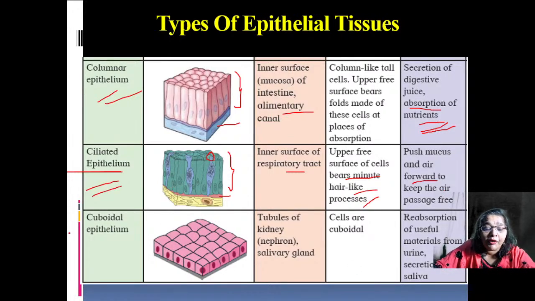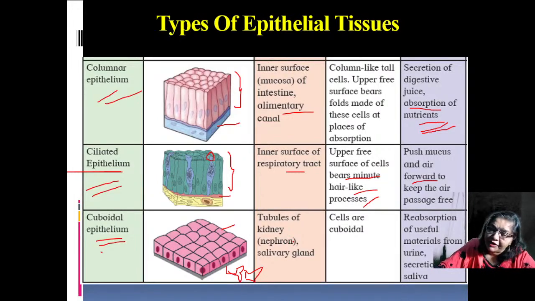The next type is the cuboidal epithelium. Cuboid refers to the shape of these cells. You can see these cells are cuboid shaped cells which are placed on the basal membrane. Here you can see this is the basal membrane of this tissue. Now, generally they are located in the tubules of kidneys, that is mainly in the nephrons, which are the structural and functional unit of the kidney, and glands like the salivary gland.